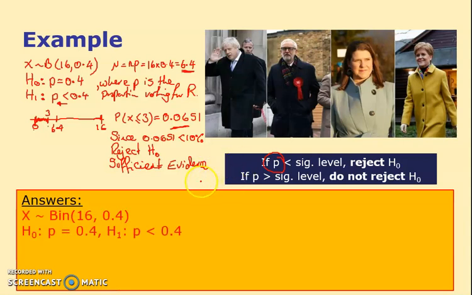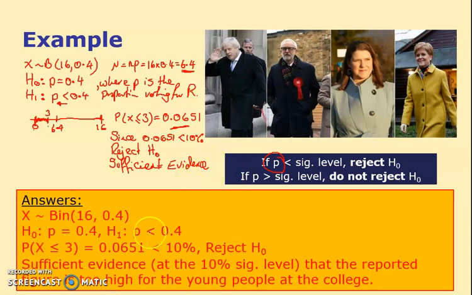Now I'll word it properly for you here. Sufficient evidence at the 10% significance level that the reported figure is too high for the young people at the college. That's why I've got you to see it written down properly, because that's what you'd have to write in the exam.